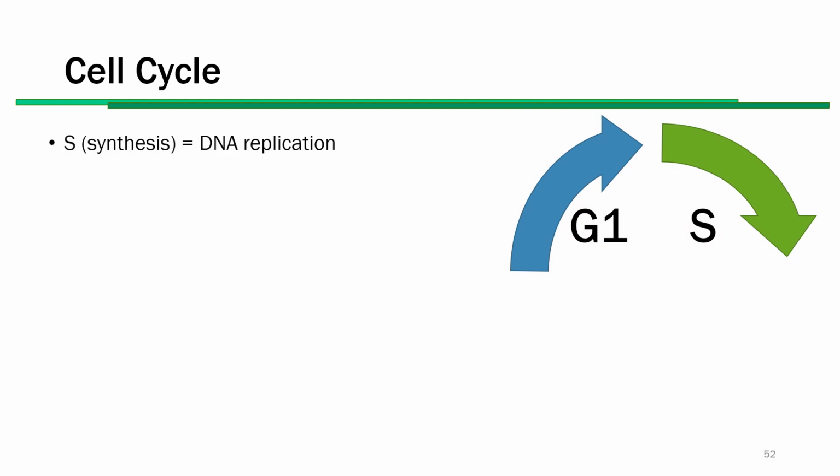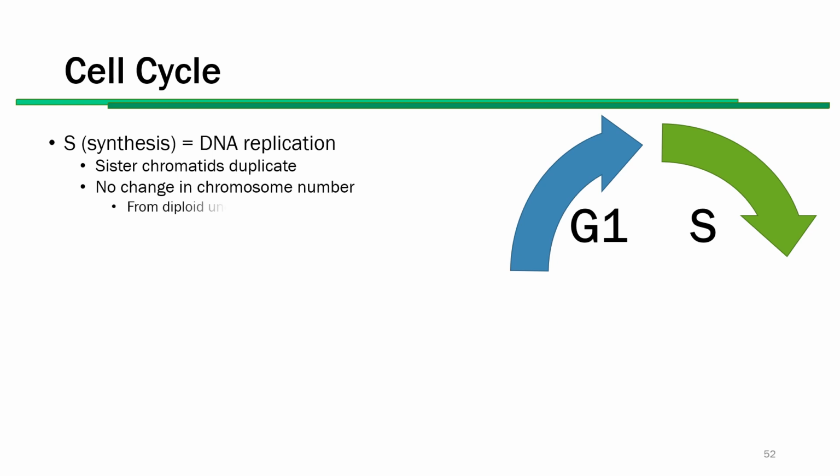The S phase comes after the G1 phase, and the S phase is DNA replication. In DNA replication, the sister chromatids duplicate. There's no change in chromosome number, but the sister chromatids go from diploid unduplicated to diploid duplicated. We have 23 duplicated chromosomes, so 46 chromosomes. But when we're coming out of mitosis and coming into G1, all of these chromosomes are unduplicated.